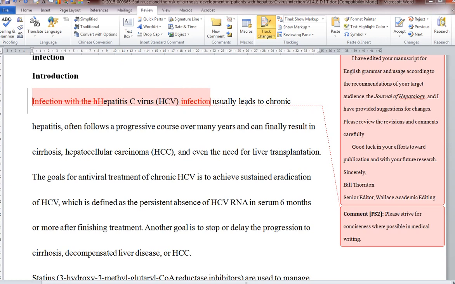The rest of this clause usually leads to chronic hepatitis. Again, this is grammatically appropriate. Usually, it's not a bad word, but it is somewhat ambiguous. A journal is not likely to reject a paper if it's being used, but it will mention it. It could be grounds for rejection if the usage or multiple uses are ambiguous. Usually can be ambiguous, and I'm going to provide my comment to explain this. I'll go ahead and change it and then explain. I'm going to use typically.